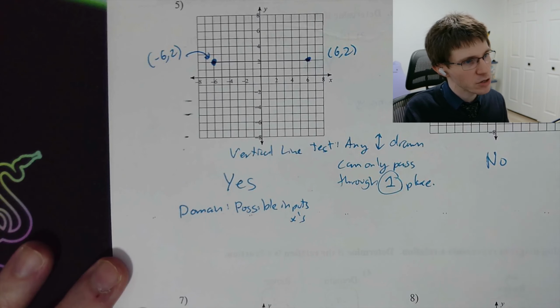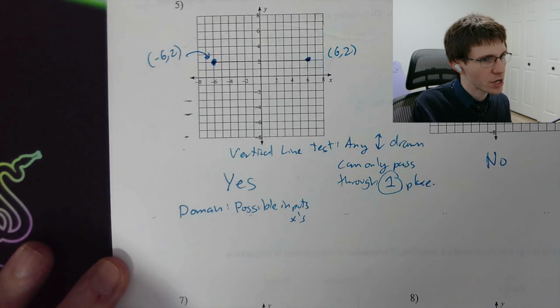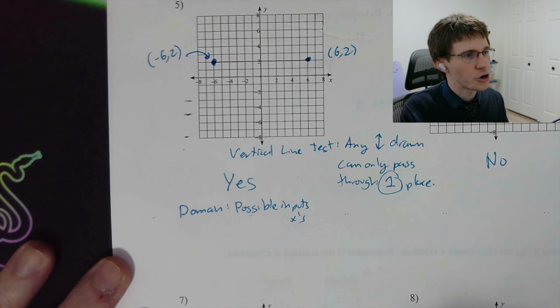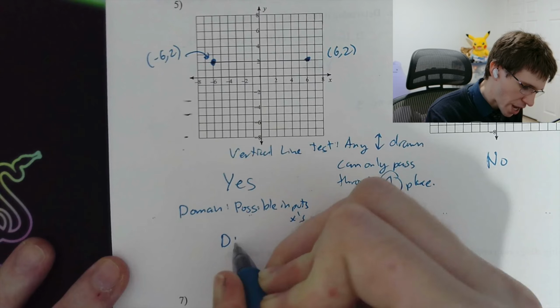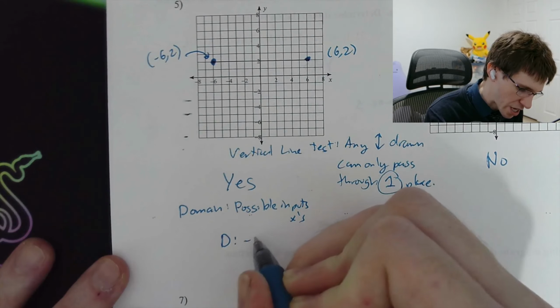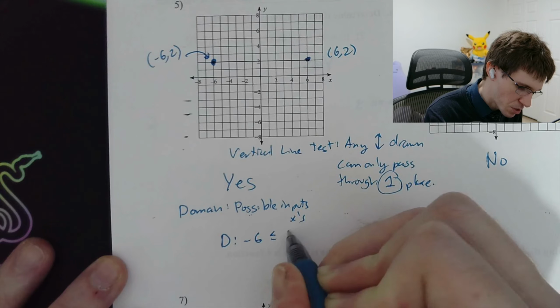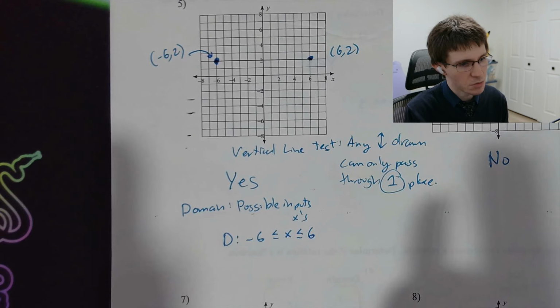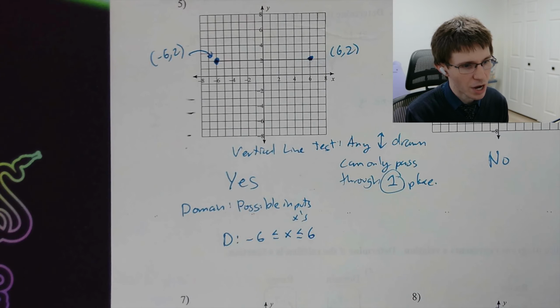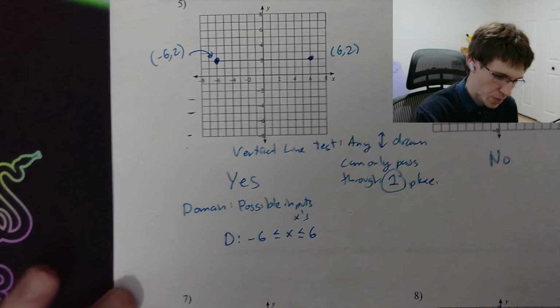Negative 6 comma 2. Likewise, on the very far end over here, this is the coordinate 6 comma 2 again. So what are the x values? The furthest left number and the furthest right number are negative 6 and positive 6, and therefore our domain we're going to write down is negative 6 less than or equal to x less than or equal to 6. So x is in between negative 6 and positive 6.